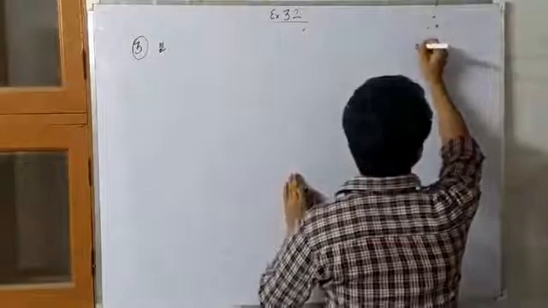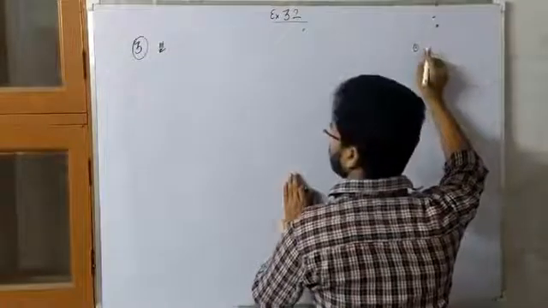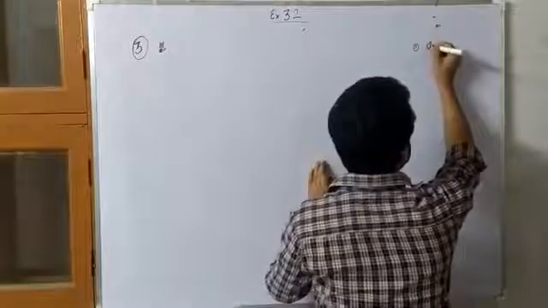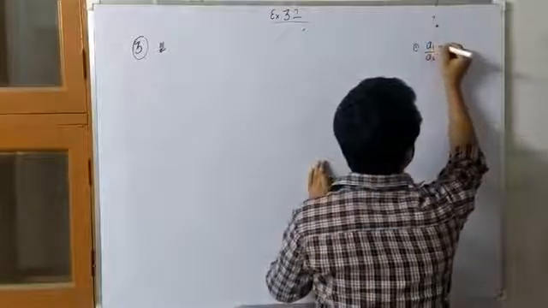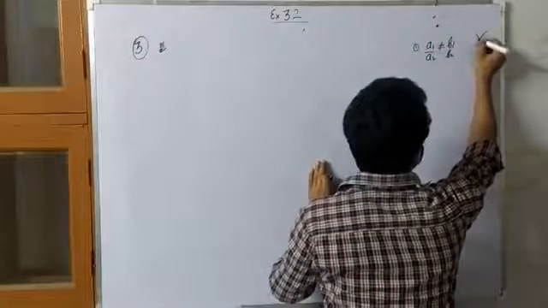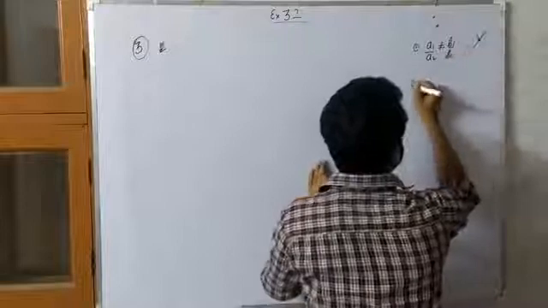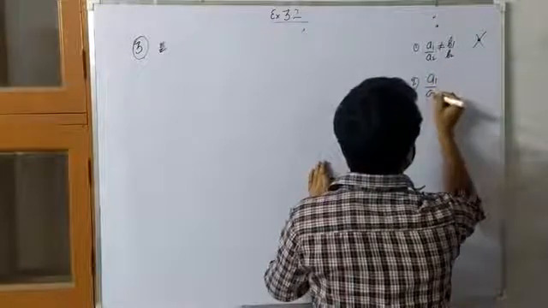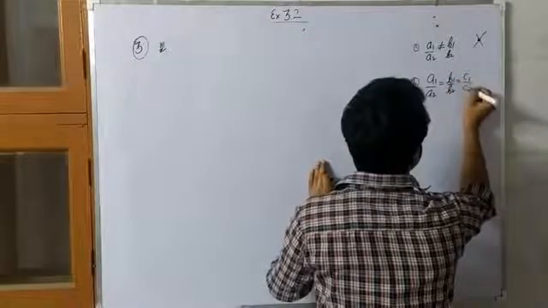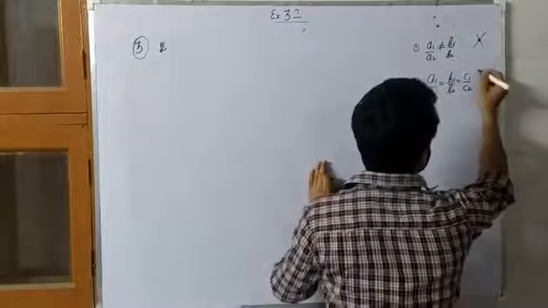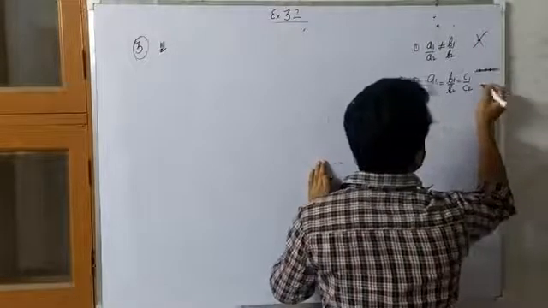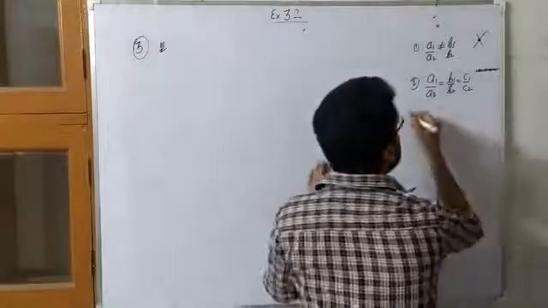Remember those three conditions. For lines to intersect, right? They have a unique solution. The condition was a1 upon a2 not equal to b1 upon b2. This was for intersecting lines, right? And they have a unique solution in this case. Second, it was a1 upon a2 equals b1 upon b2 equals c1 upon c2. In this case, the two lines coincide with each other, right? So in this case, there were infinitely many solutions.